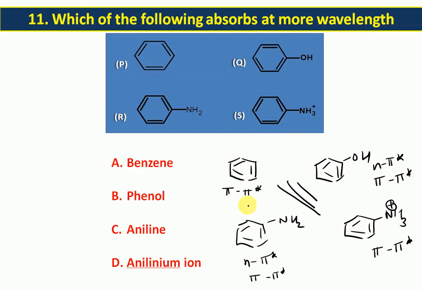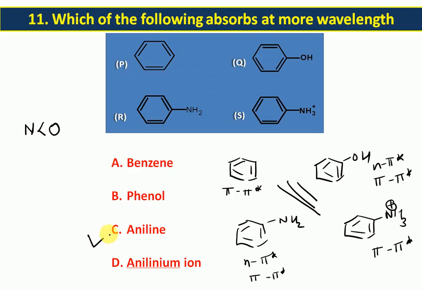And out of this phenol and aniline, we have to decide which one will have more wavelength, more absorption. This can be decided on the basis of electronegativity. Nitrogen is less electronegative than oxygen, so it will require less energy for electronic excitation.